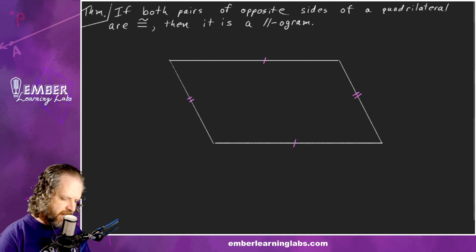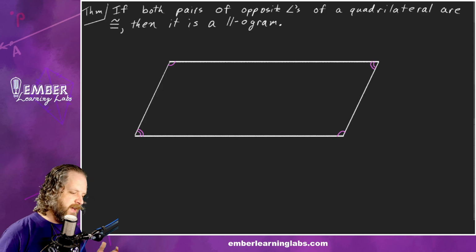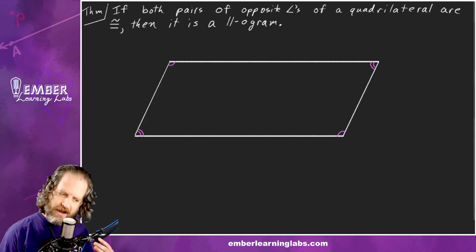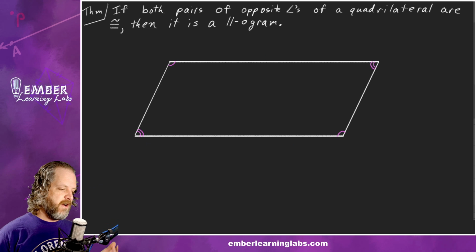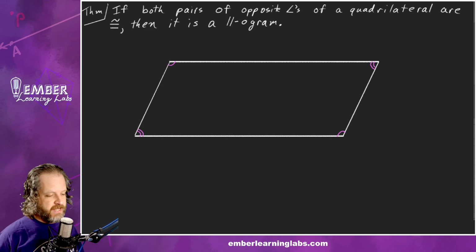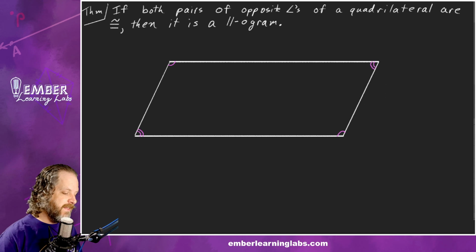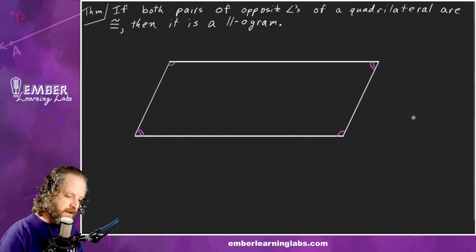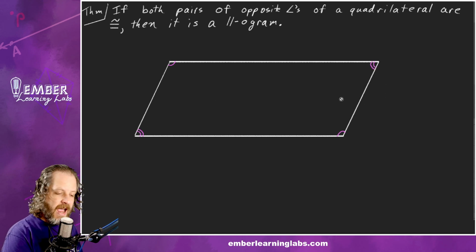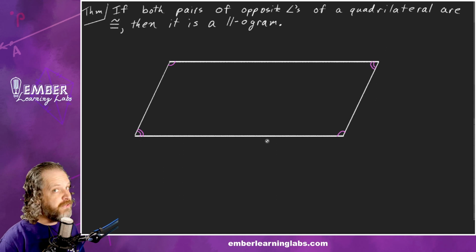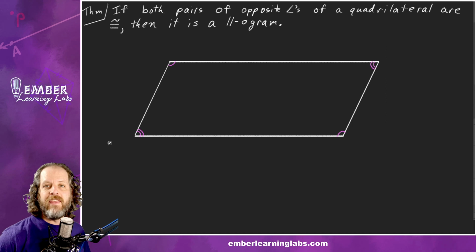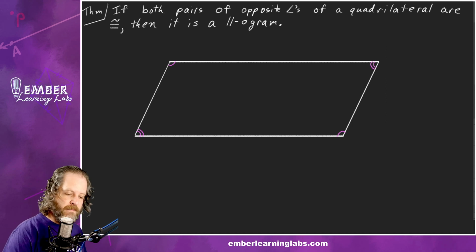So let's look at the next one. The next one is if both pairs of opposite angles of a quadrilateral are congruent, then it's a parallelogram. Same thing. If we've got a quadrilateral, a four-sided figure, and we determine that both pairs of opposite angles are congruent, both of them, not just one, then we can say this quadrilateral is a parallelogram.